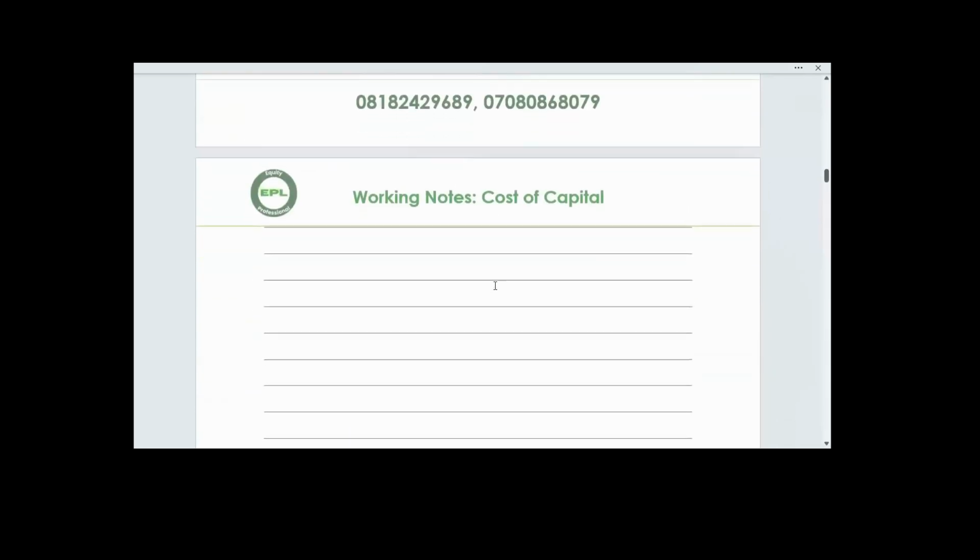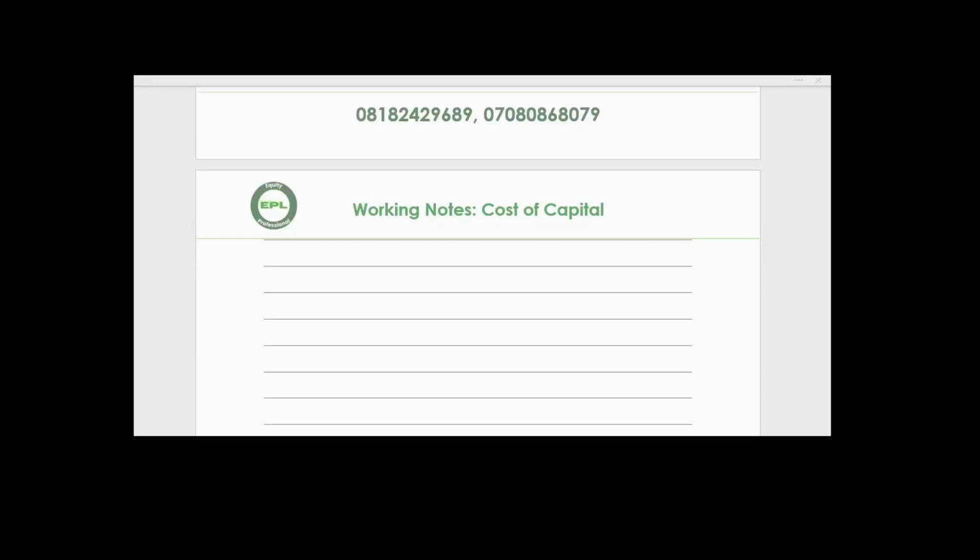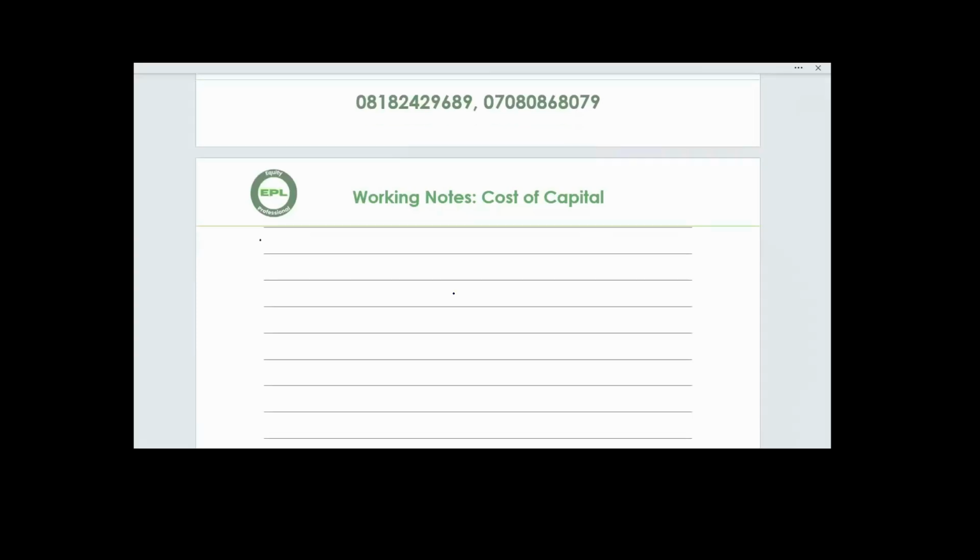Before we can get the market value, we need to calculate the ex-div share price, because we are told according to the question that the ordinary share price is quoted at 1 naira 17 kobo per share, cum div. So cum div means that the share price included dividend, and we don't use the share price that includes dividend. It has to be ex-div share price. So let's convert this to ex-dividend share price.